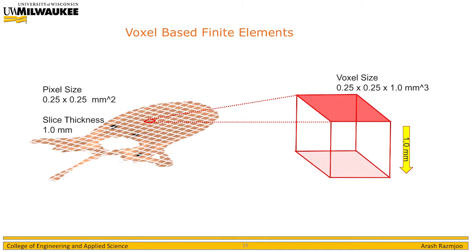This shows the voxel-based finite elements. The name is voxel-based because each element comes from the voxel or pixel images of the CT slices. As you can see, this shows one slice of the CT image, and we discretized it exactly equivalent to the pixels from the CT image, and we put an element on each pixel, exactly the same size as the pixel. In this analysis, the pixel size was 0.25 by 0.25 millimeter, so the size of the element is the same. But the slice thickness was 1 millimeter, so for this reason, we swept the element 1 millimeter and made a cube element equivalent to the voxel of the CT images.